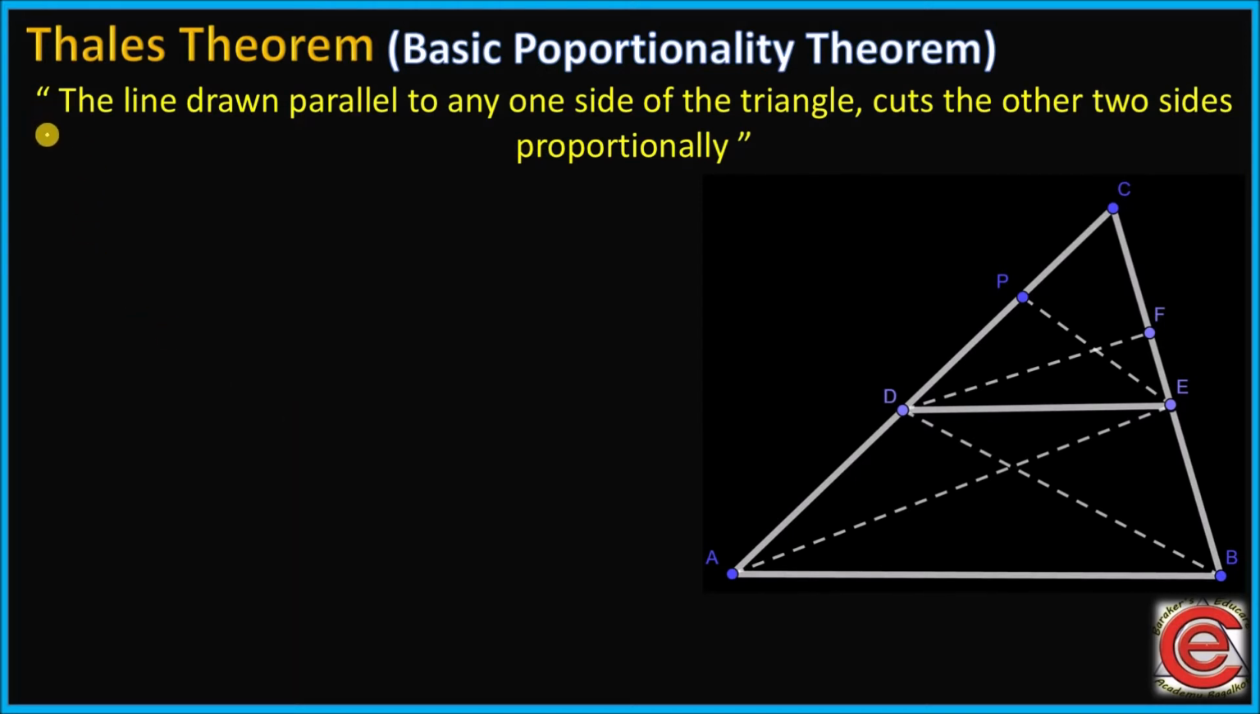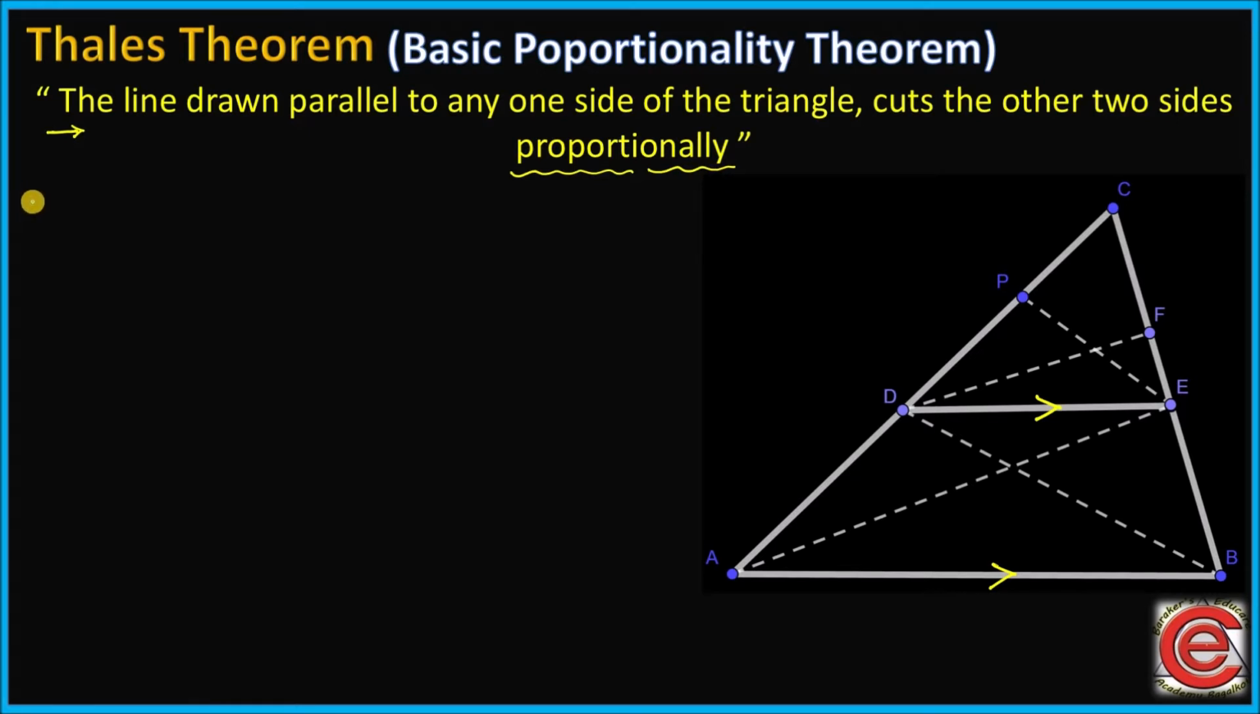The statement of the Thales theorem can be given in this way. The line drawn parallel to any one side of the triangle cuts the other two sides proportionally. For this I have considered the triangle ABC. In that triangle ABC, a line is drawn parallel to one side; I have considered the side AB, and to AB we have taken a parallel line DE. Then this DE cuts the other two sides, AC as well as BC. We need to prove that it cuts the other two sides proportionally. So this is the theorem to be proved.